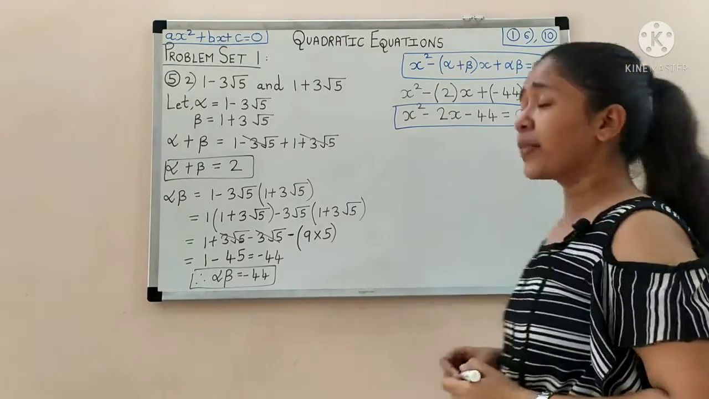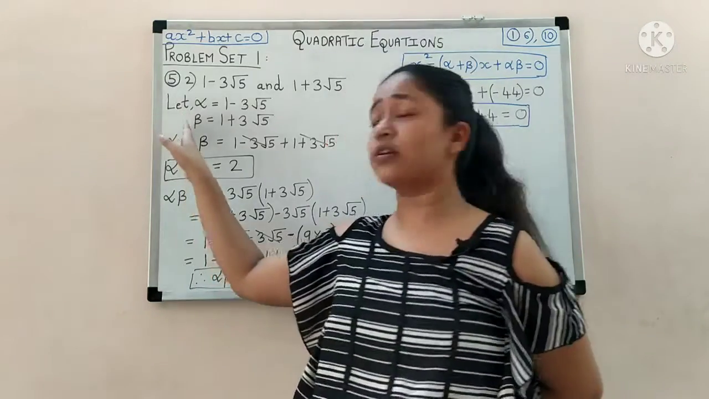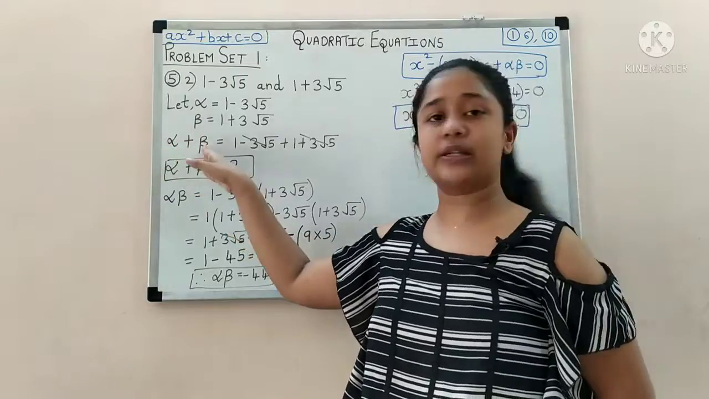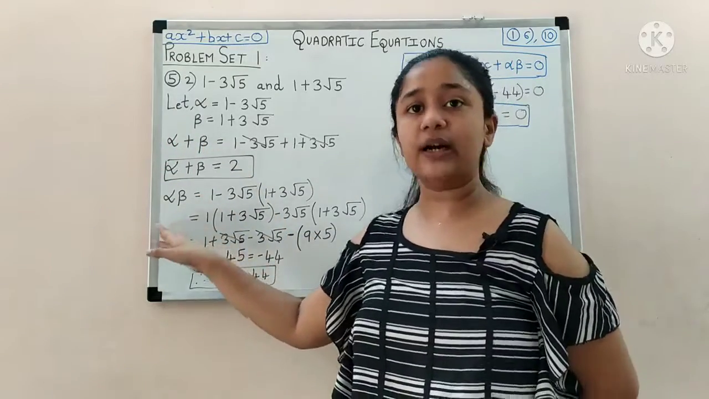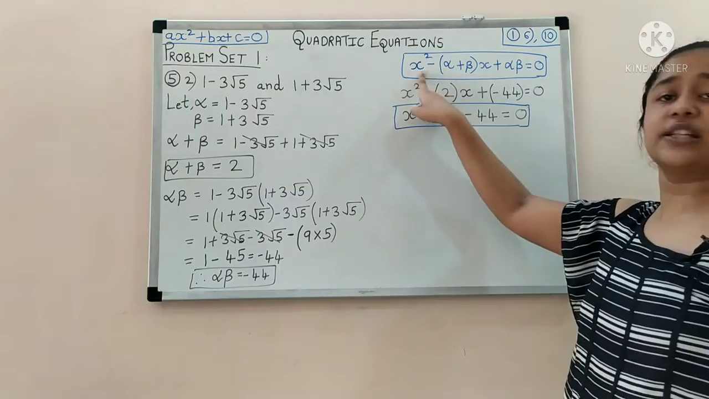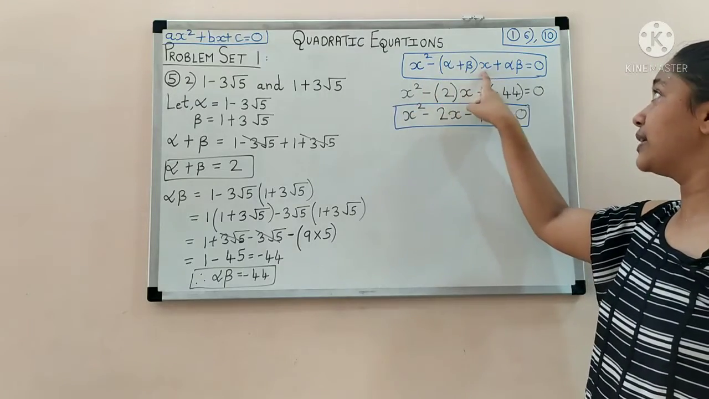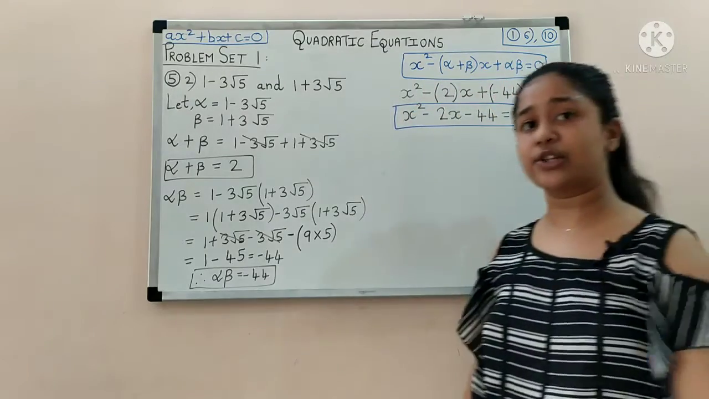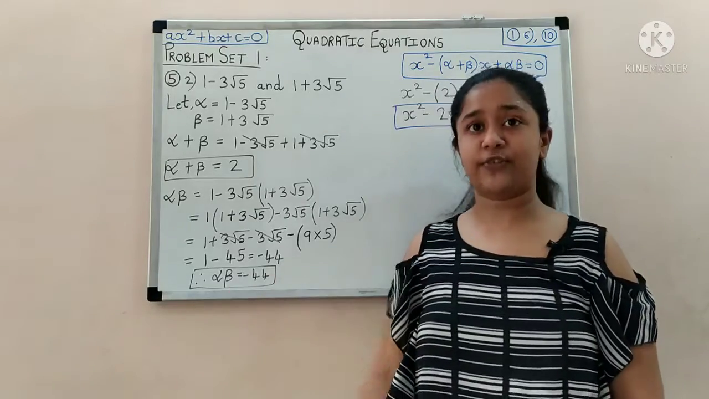They'll give you two roots. Assume one of them as alpha, the second one as beta. Find alpha plus beta. Find alpha into beta. Then directly substitute it in this formula: x square minus alpha plus beta x plus alpha into beta is equal to 0. So first of all, take a screenshot of this sum.